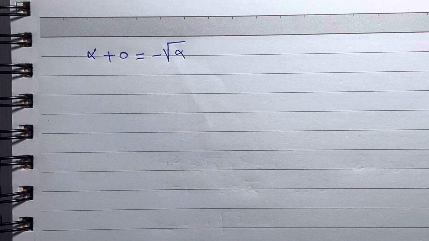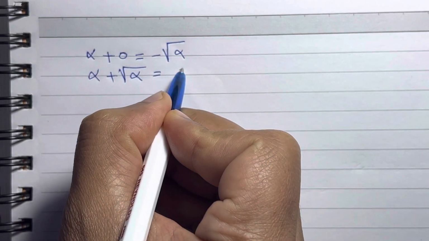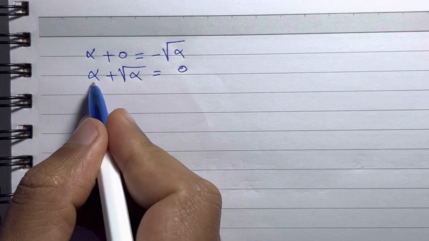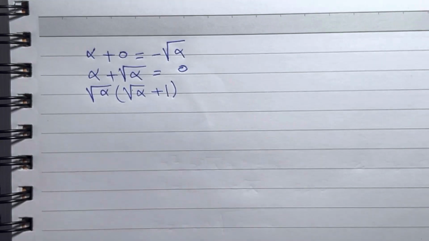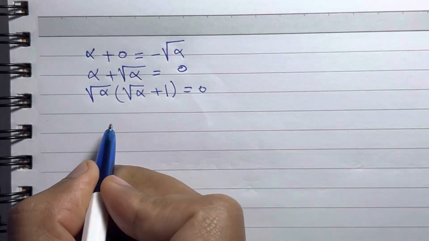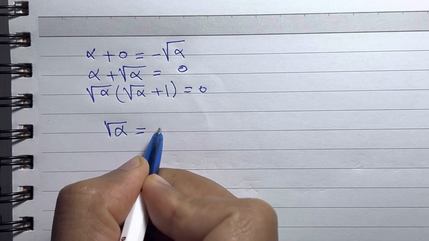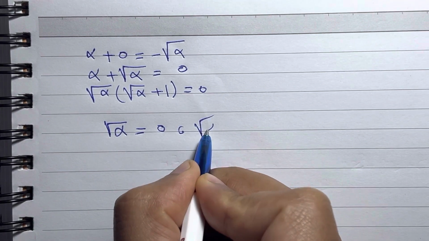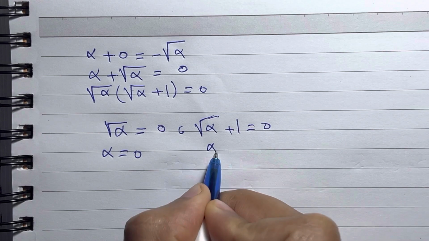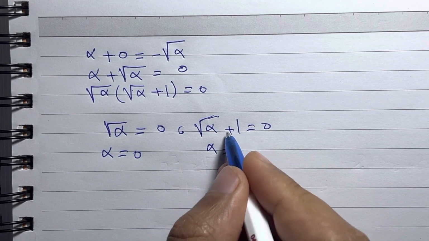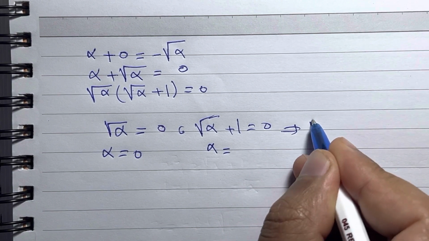Here we are going to bring this one to the other side. Alpha plus square root alpha equals zero. Okay, we are going to rewrite this one in another way, so it will be square root alpha times square root alpha plus one equals zero. So square root alpha equals zero, and square root alpha plus one equals zero. Here alpha equals zero, and here alpha equals what? So it will be square root alpha equals minus one.